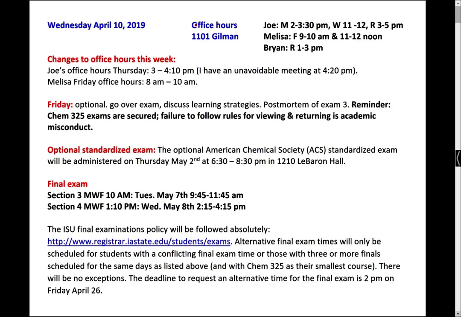The other thing I just want to make sure everybody remembers: the exams are secure. That means that you have to turn them back in. You can't take photos of them, etc. So if you don't follow the rules, you've committed academic misconduct.